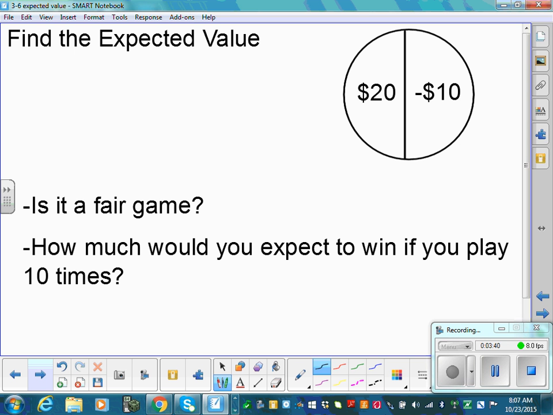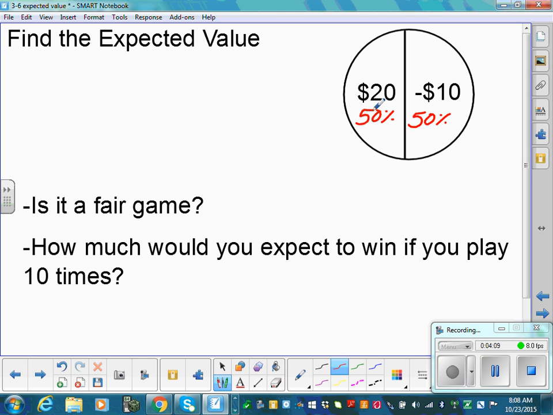So let's go through and find the expected value. Well, we need that formula. To be able to do it, we need the probability of landing on each section. So let's look at this section. This is half and this is half, right? So it's a 50-50 chance. Is everybody following? It's a 50-50 chance of landing on each spinner. So I'm going to say, well, we have a 50% chance of landing on $20 and a 50% chance of landing on negative $10 and losing $10.